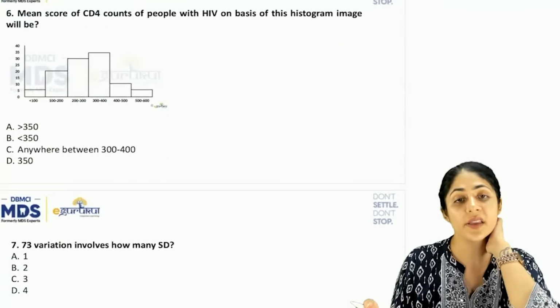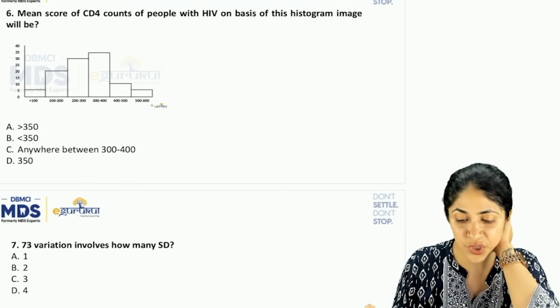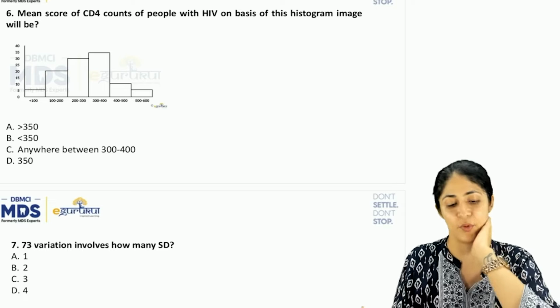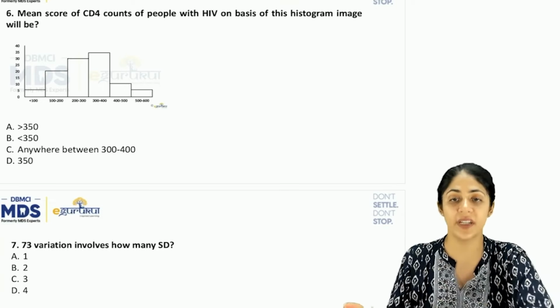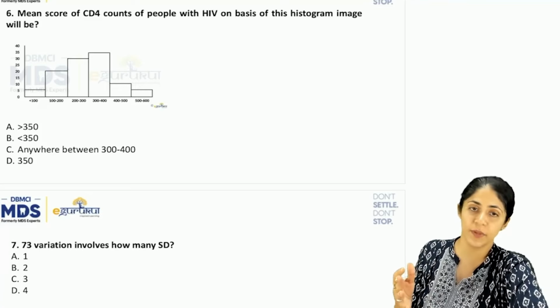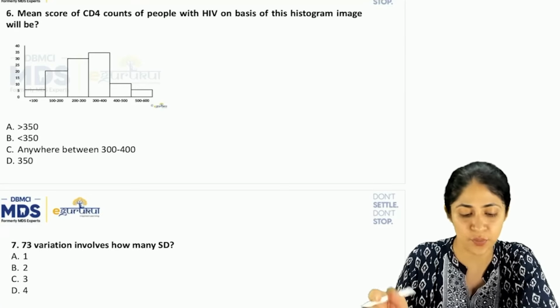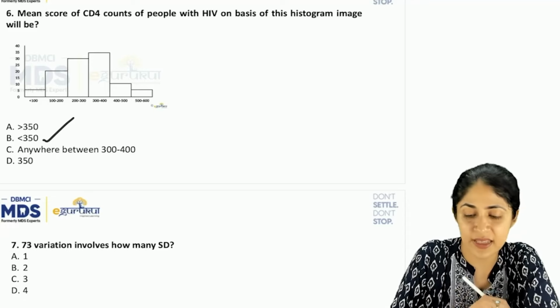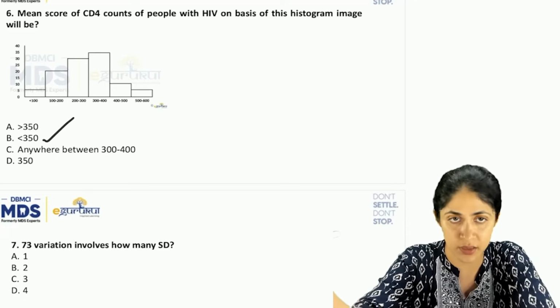Okay. What is the mean score of CD4 counts of people with HIV on the basis of this diagram? Through this image, and the numbers can be different in the exam, but we are sure of the answer because this question is a direct repeat from the previous medical papers. So the answer is less than 350, but I will also explain how this answer came in.